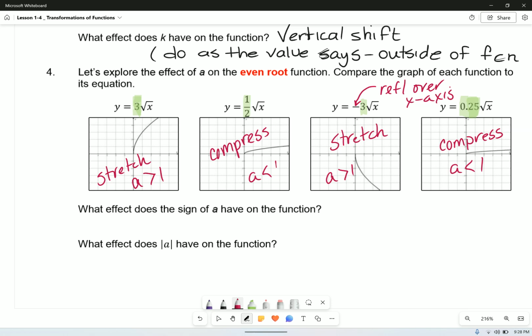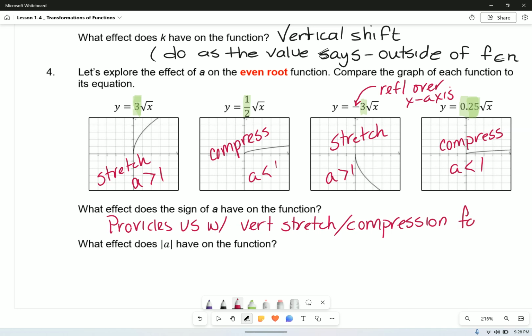It is going to provide us with the vertical stretch or the vertical compression factor. And it's always a multiplier, by the way. All right. It's always going to be a multiplier. And it affects your Y values, okay? Y values.